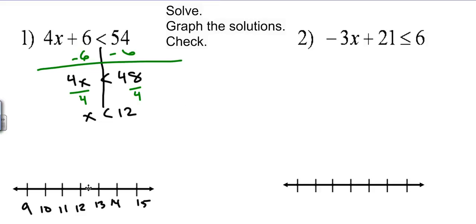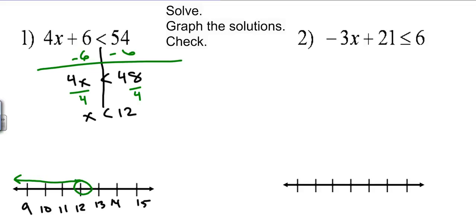And because 12 is kind of my boundary, I'm going to use an open circle. It's not equal to 12, it's only less than. So I do an open circle for less than, and I want all numbers that are to the left, or less than 12. So again, x is less than 12, all numbers less than 12. I want numbers up to 12, but don't include it, so we leave it empty. And I want all numbers that are smaller than 12. So these represent all of the solutions right here.